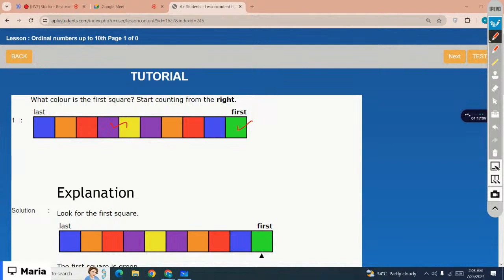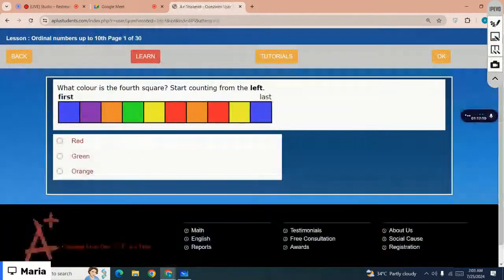Let's just start with the test questions. Which color is the fourth square? Start counting from the left. So you have to see the fourth square, right? And you have to start counting from the left side. So here is the left side, and you have to count the fourth one, right? So one, two, three, fourth. The fourth one is green. The correct option is green, right?